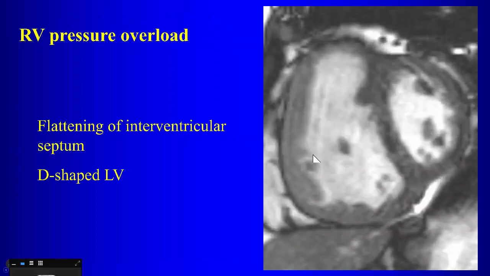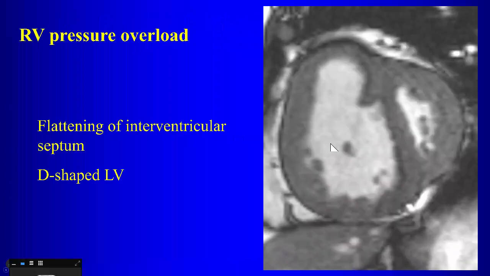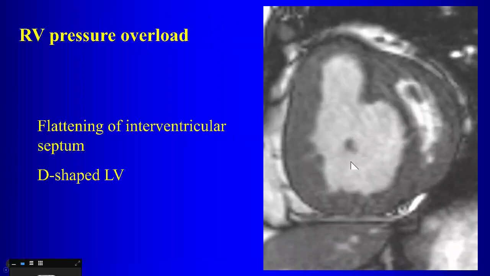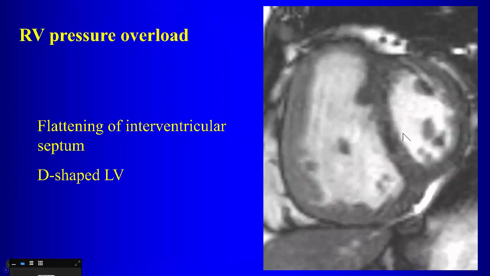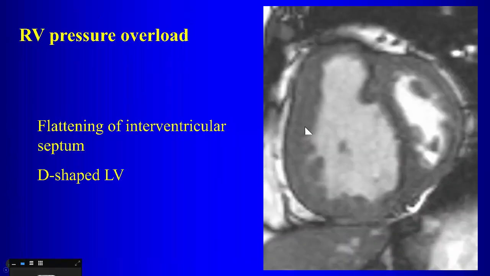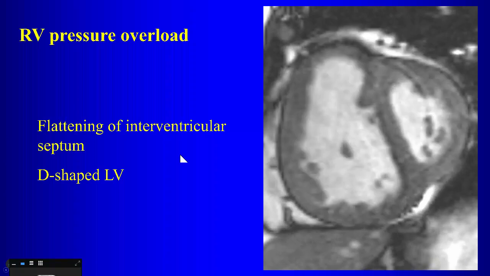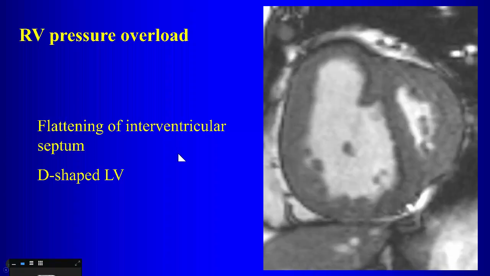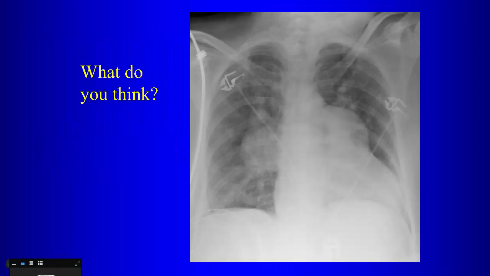The D-shaped right ventricle: when you have tremendous elevation in the pressures, where the pressures can actually be greater than the systemic pressures, then the interventricular septum can be shifted completely towards the left ventricle. You get this D-shaped right ventricle. Notice the extensive right ventricular hypertrophy in this case. So all of these are signs of right ventricular pressure overload, on these short axis views.